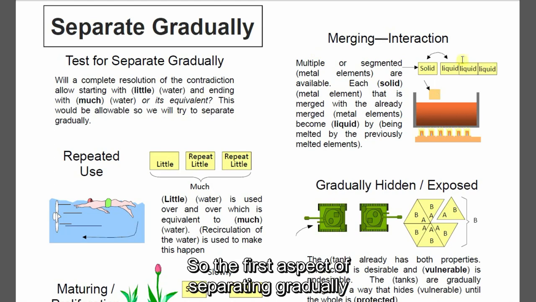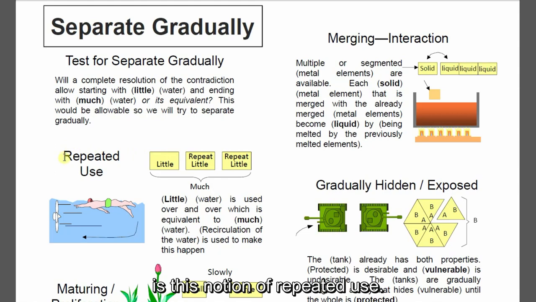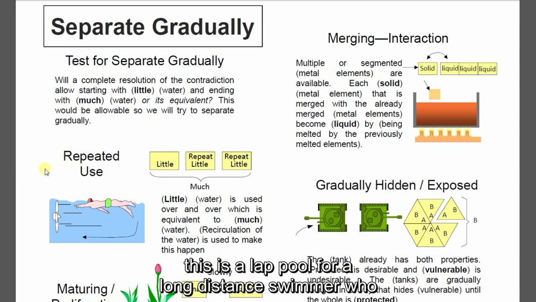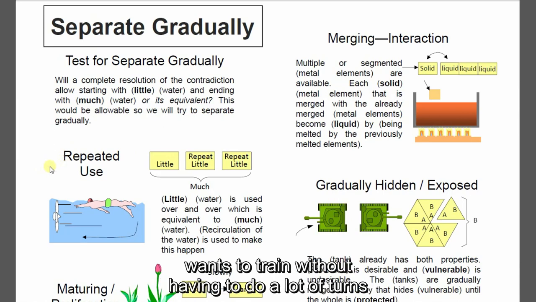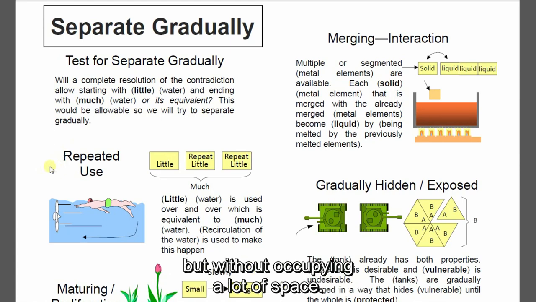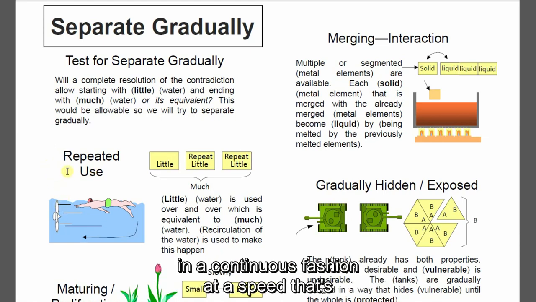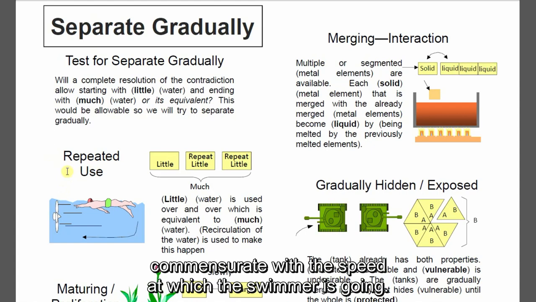So the first aspect of separating gradually is this notion of repeated use. And the example that they give to help illustrate this is a lap pool for a long-distance swimmer who wants to train without having to do a lot of turns, but without occupying a lot of space. And so the water can simply be recirculated over and over in a continuous fashion at a speed that's commensurate with the speed at which the swimmer is going.